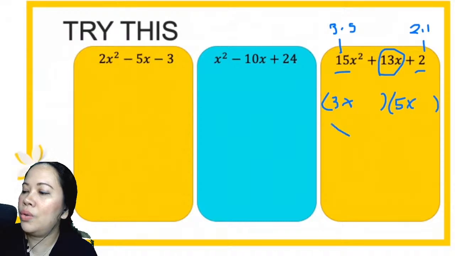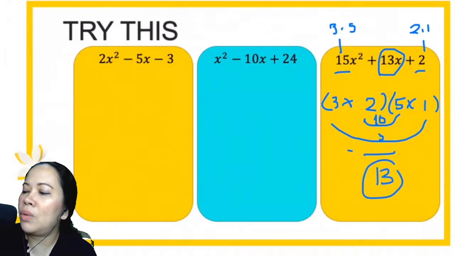And then just do the FOIL, outer. Anong dapat i-pair ko sa 3x so that I'll get 13? So, possible, dahil 13 yan, dapat ang 2 paired with 5 para may 10 ako. Tapos 3 with 1 para may 3. So, 10 plus 3 will be 13, which is the middle term.